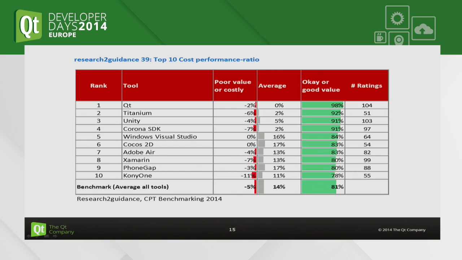So, in comparison to other kinds of cross-platform tools, especially from the mobile side, Qt actually performed extraordinarily well in all categories, but it excelled and became number one in a few. One of them is the top 10 cost performance ratio. So besides app quality, Qt was also perceived as having a good cost to performance ratio. You get a lot of value for your money.